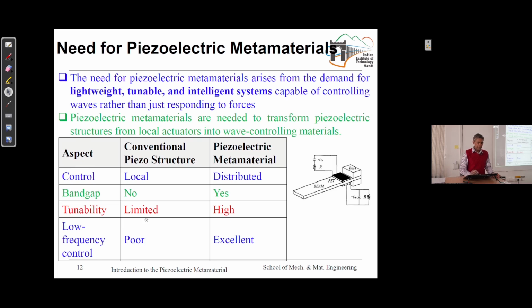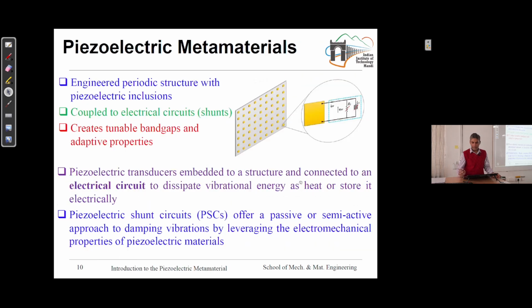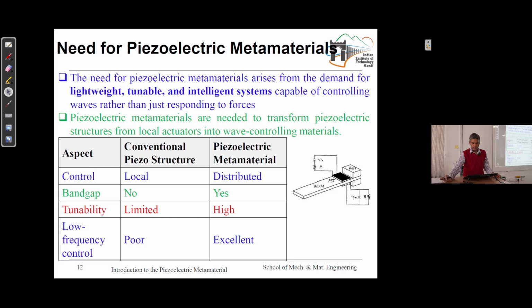So you can see again the difference. We have the conventional or traditional piezoelectric structure and the metamaterial piezoelectric structure, but we have the control. In the local case, we have distributed. You can see this figure. This figure is the so-called conventional piezoelectric structure, and this is now based on the metamaterial. So we have a band gap here. There is no band gap there. That is, we cannot remove a range of frequency, but here we can, while tunability is limited there. We can have high and low frequency control, and it is excellent. So actually, you can see here.